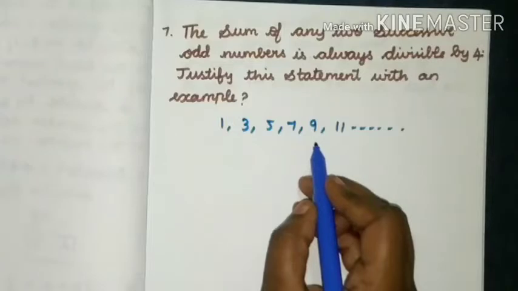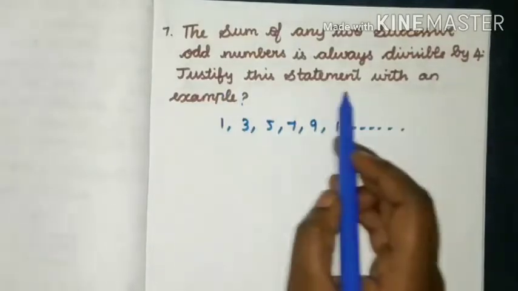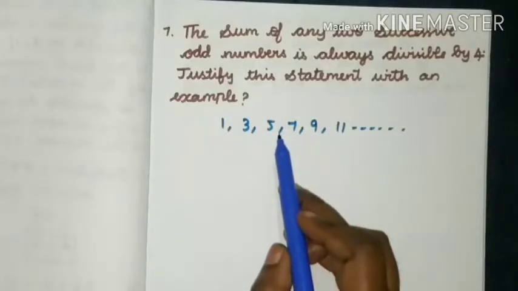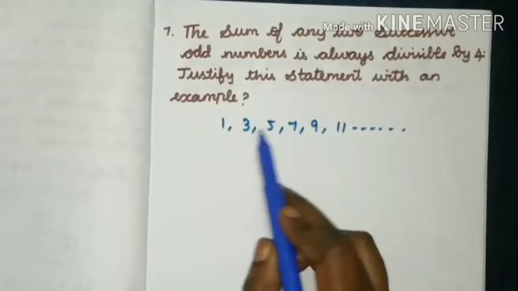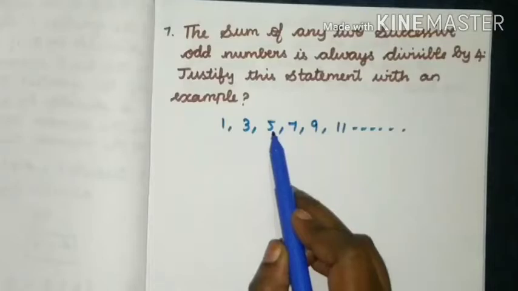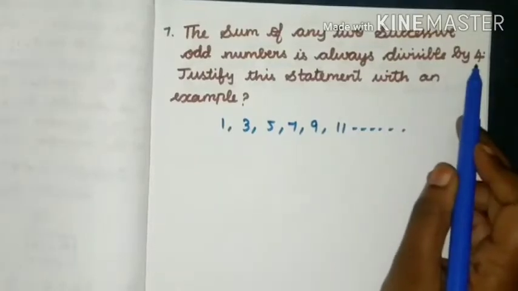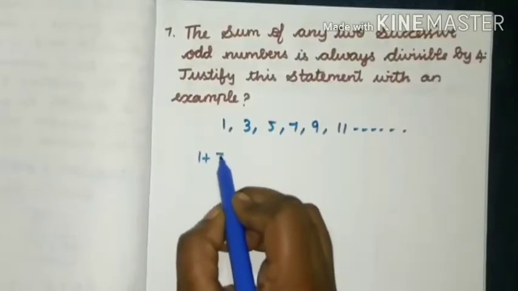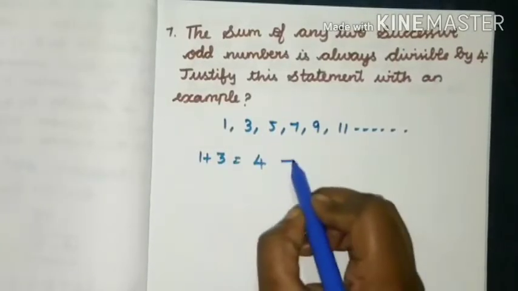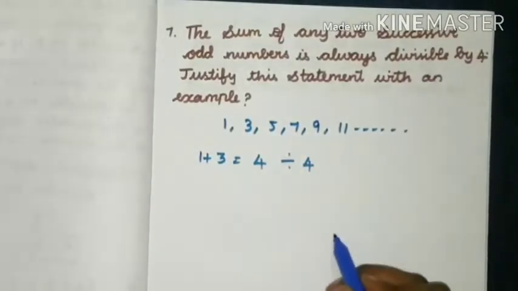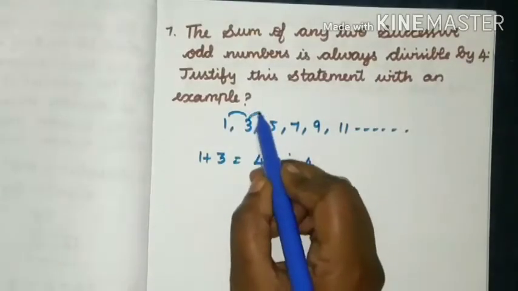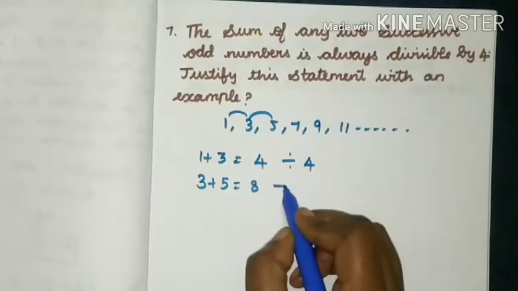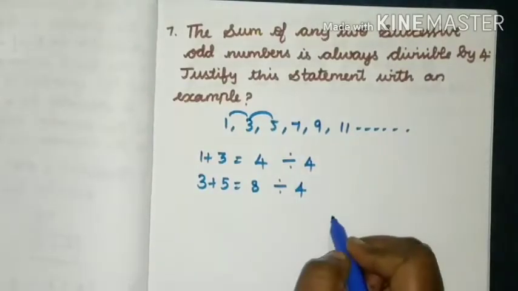We have to justify the statement with an example. That is, we have to find the sum of any two successive odd numbers is always divisible by 4. Let's find 1 plus 3 equal to 4. 4 is divisible by 4. Next, let us find 3 plus 5. 3 plus 5 equal to 8. 8 is also divisible by 4.